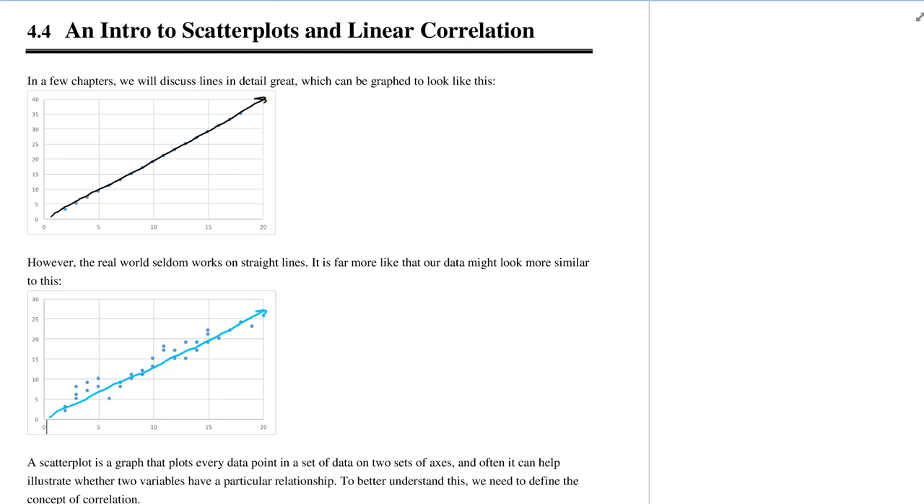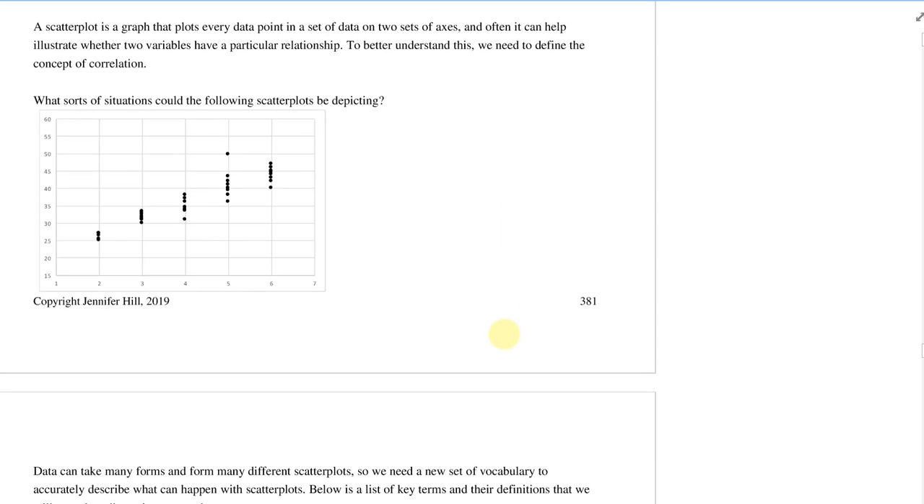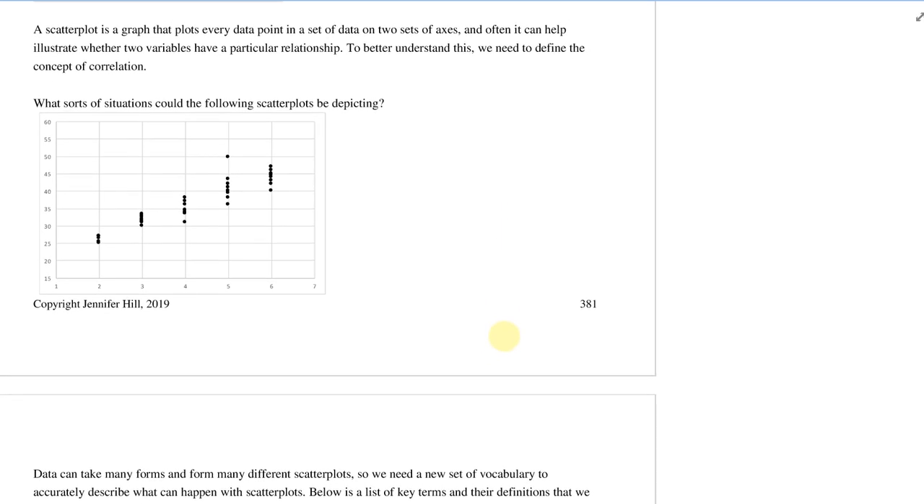So let's now go into it. A scatter plot is a graph that plots every data point in a set of data on two sets of axes. And it can help illustrate whether or not two variables have a particular relationship.